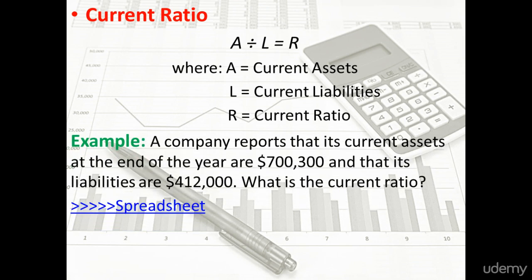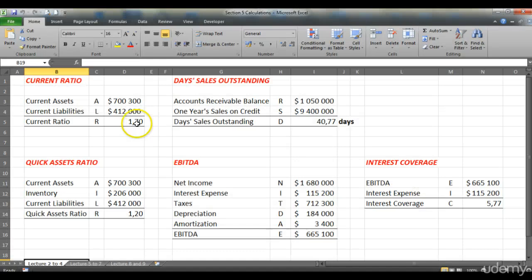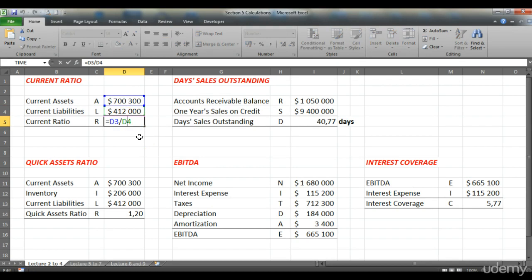Here is an example. A company reports that its current assets at the end of the year are $700,300 and that its liabilities are $412,000. What is the current ratio? Let's see this on a spreadsheet. Here is the spreadsheet, the current assets and current liabilities, and the ratio is pretty straightforward. Current assets divided by current liabilities.